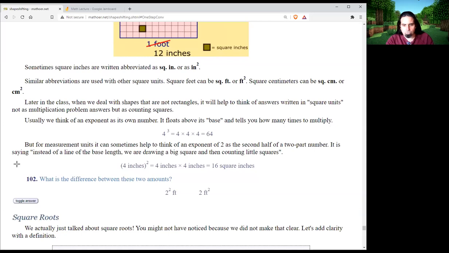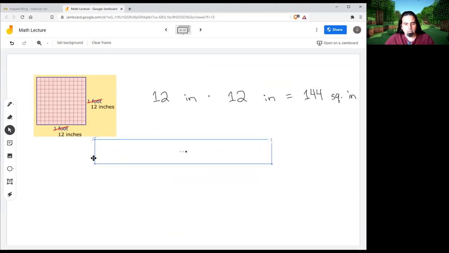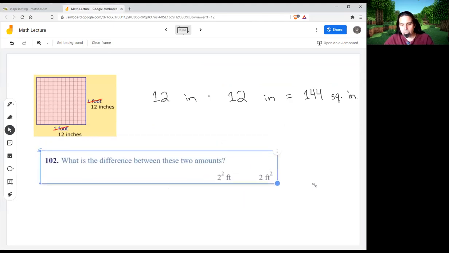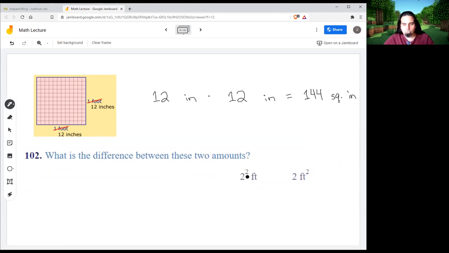As a side note, what's the difference between these two things? So if I have 2 squared feet, then that one is 4 feet. It's a length. I have 1 foot of a ruler, 2 feet of a ruler, 3 feet of a ruler, 4 feet of a ruler, right? My kid is 4 feet tall, something like that.